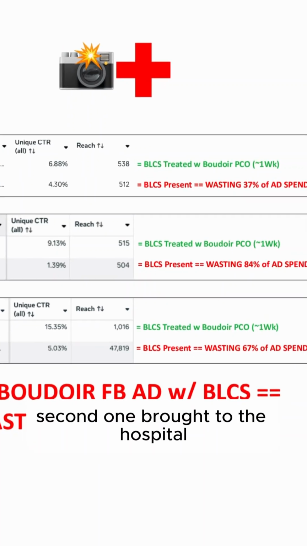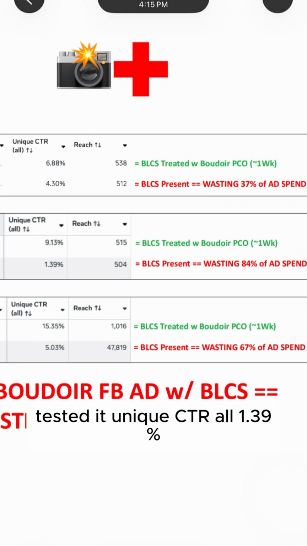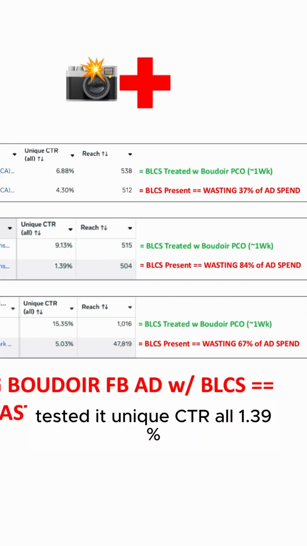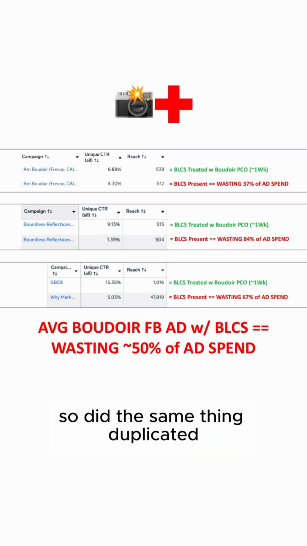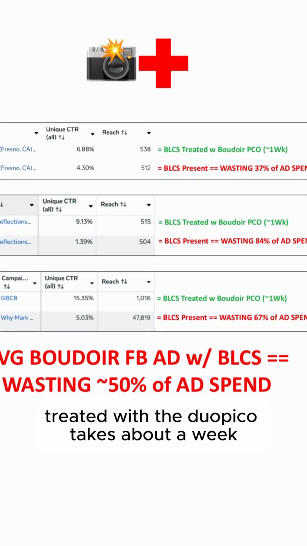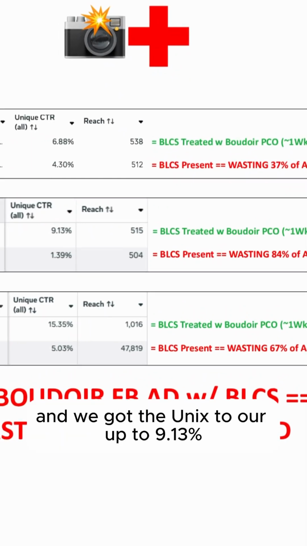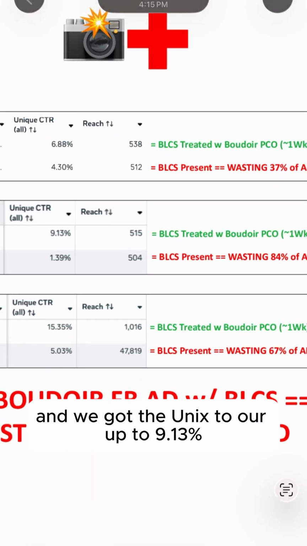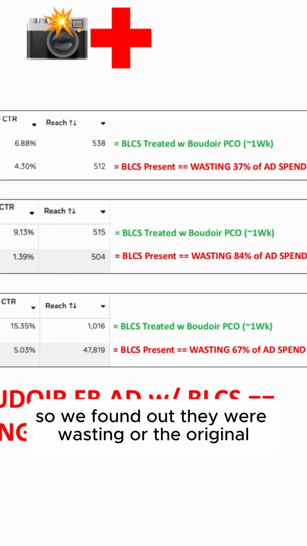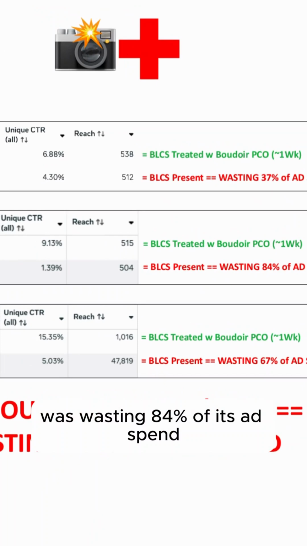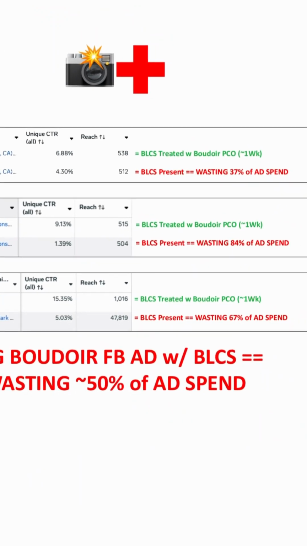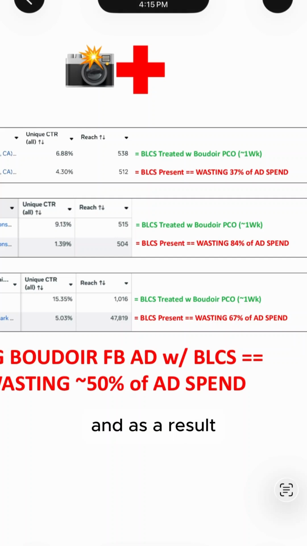Second one, brought it to the hospital, tested it, unique CTR 1.39%. So we know that BLCS is present. So we did the same thing, duplicated it, treated it with Boudoir Pico. Takes about a week, and we got the unique CTR up to 9.13%. So we found out the original was wasting 84% of its ad spend.